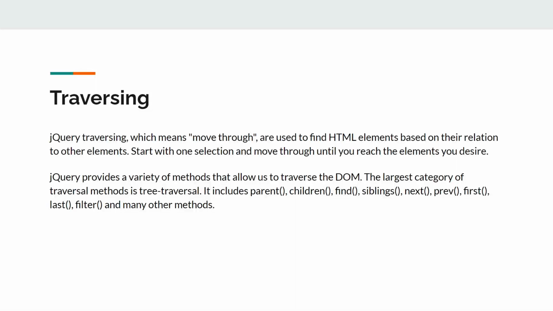jQuery traversing, which means moving through, is used to find HTML elements based on their relation to other elements. Start with one selection and move through until you reach the elements you desire. This is also a good example of implicit iteration. jQuery provides a variety of methods that allow us to traverse the DOM. The largest category of traversal methods is tree traversal. It includes many methods such as parent, children, siblings, first, next, and so on.